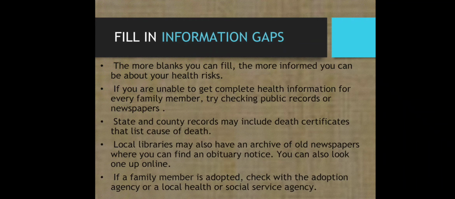Second, fill in information gaps. The more blanks you can fill, the more informed you can be about your health risks. If you are unable to get complete information, state and country records may include death certificates that list cause of death. If a family member is adopted, check with the adoption agency or local health or social service agency.